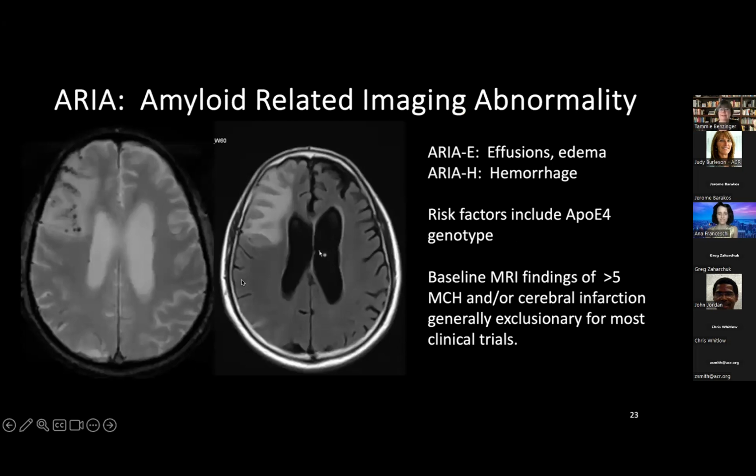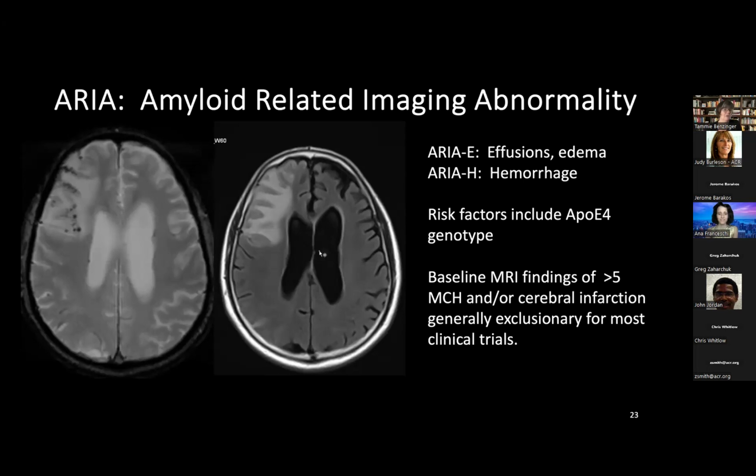Very similar to that CAA case, right? You've got vasogenic edema, sulcal effusion, so that's ARIA-E, and then you'll have microhemorrhages and siderosis, and those make up ARIA-H. Risk factors for ARIA, most importantly, is the ApoE4 genotype, so it's recommended for these patients to undergo genotyping as a way to assess risk.